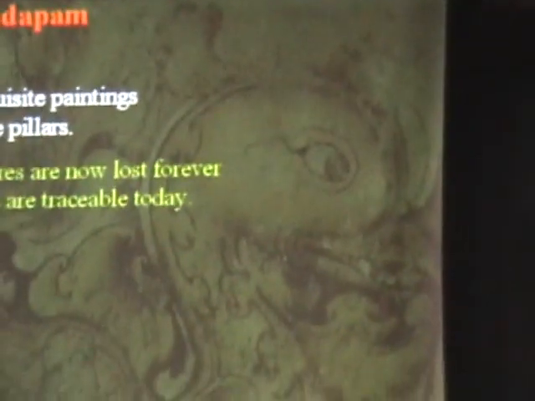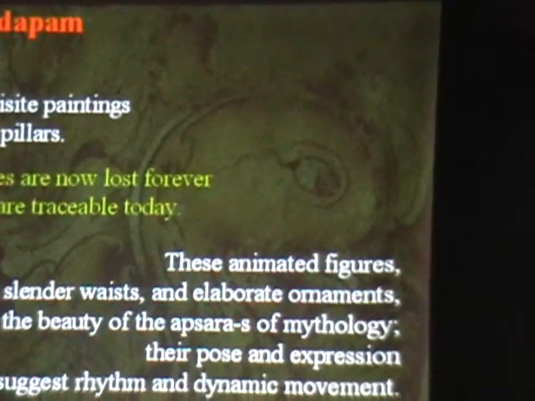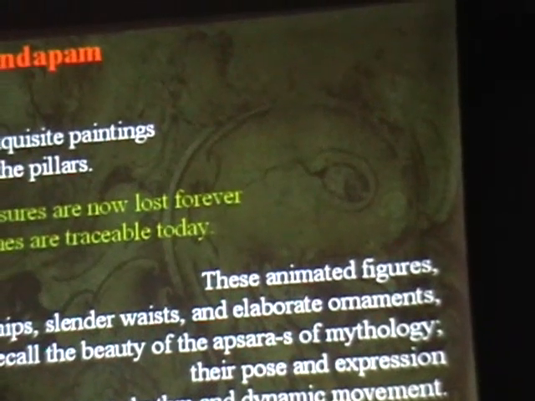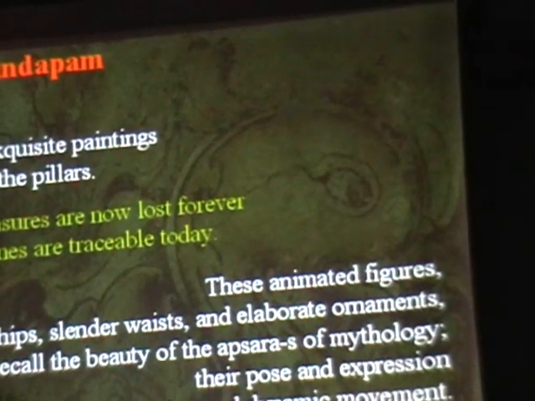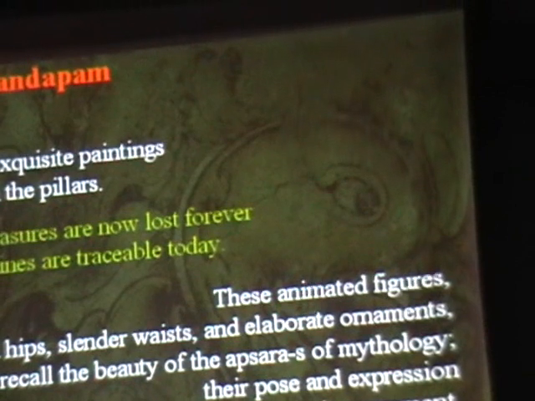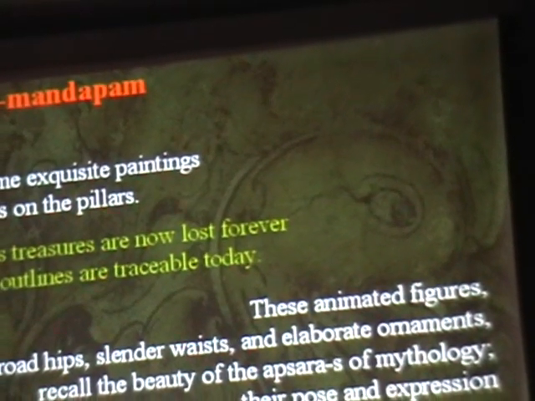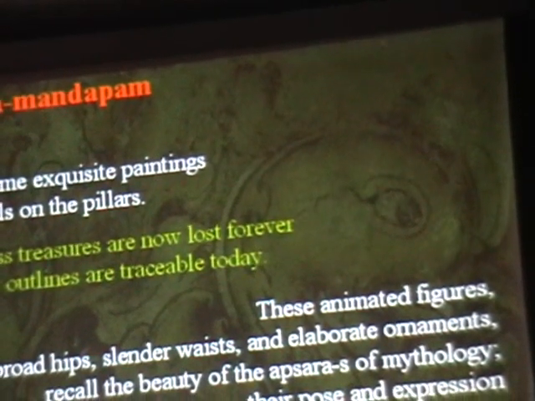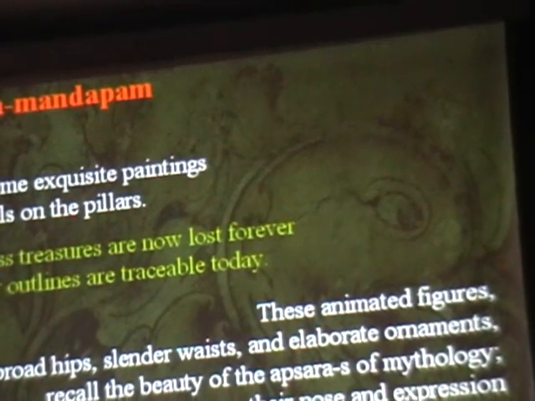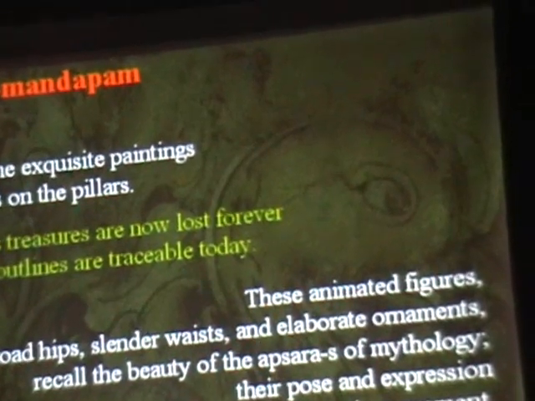They are all gone. These priceless treasures are now lost forever and only their outlines are traceable today. These animated figures with the broad hips, slender waist and elaborate ornaments recall the beauty of the Apsara of mythology. Their pose and expression suggest rhythm and dynamic movement.